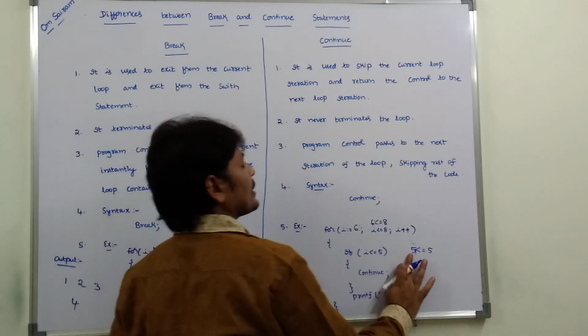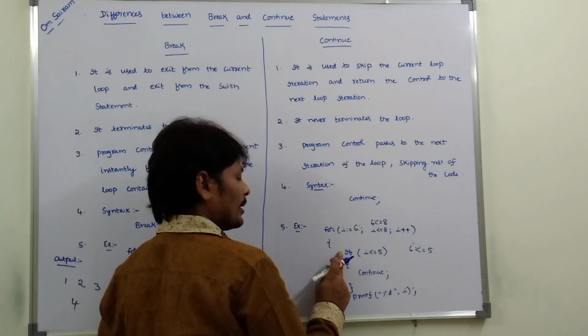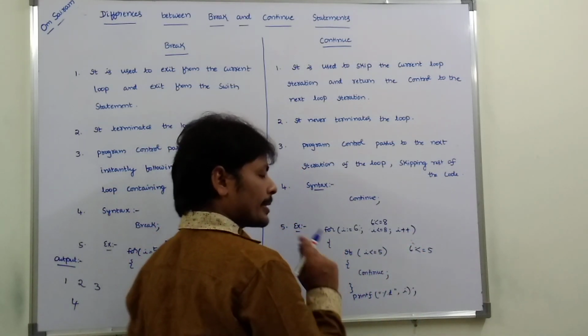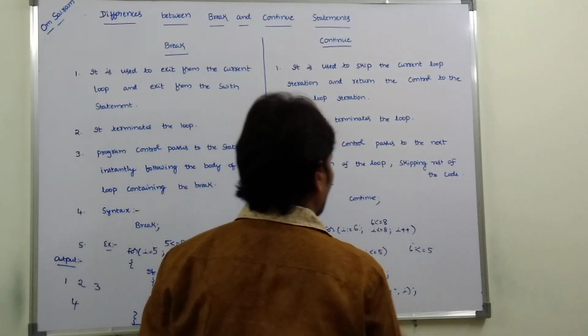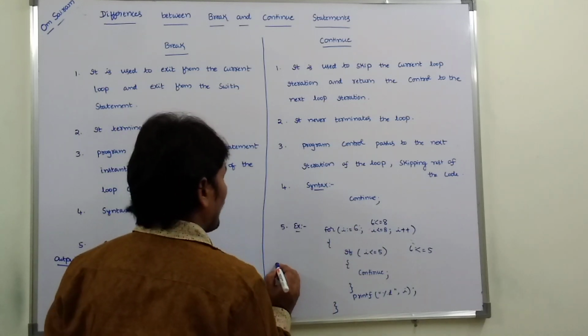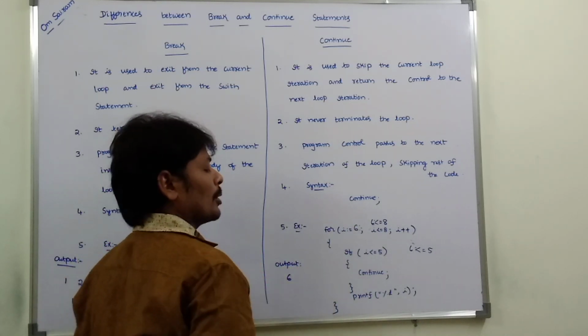If 6 less than or equal to 5, false. The control goes to the next statement after the if block, printf percentage d, i. So what is the I value? I value is 6. So 6 is the output.